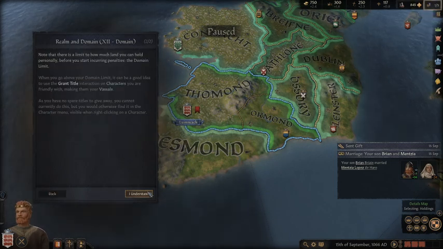Note that there is a limit as to how much land you can hold personally before you start incurring penalties, the domain limit. When you go above your domain limit, it can be a good idea to use a grant title interaction on characters you're friendly with, making them your vassals. If you have no spare titles to give away, you cannot currently do this, but you would otherwise find it in the character menu, visible when right-clicking on a character.